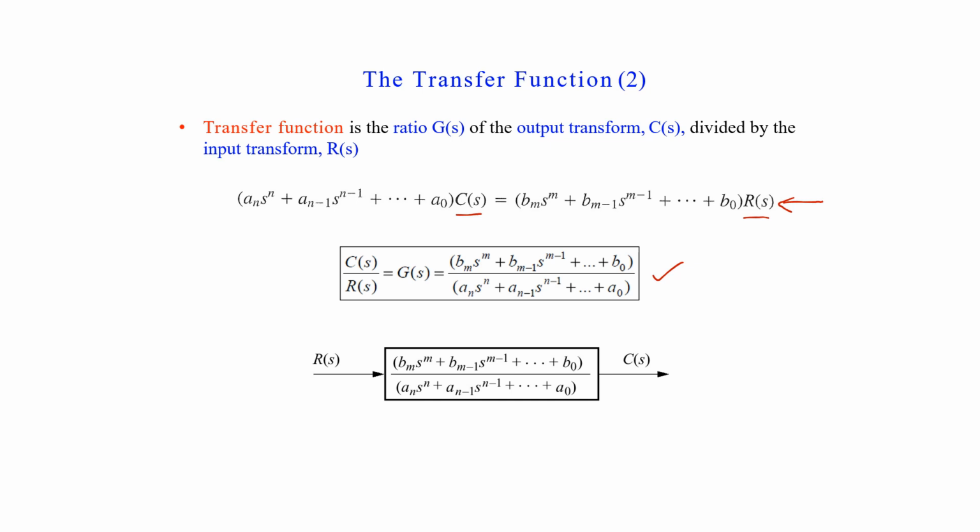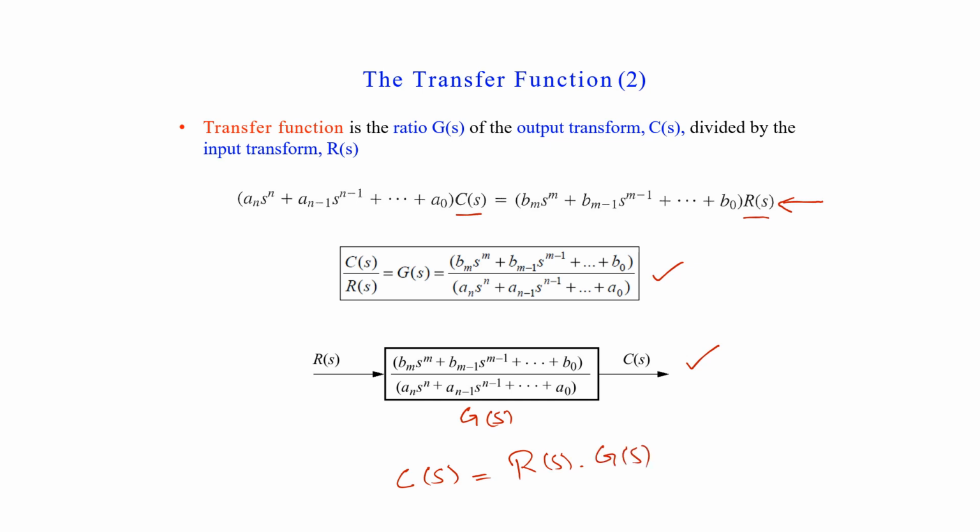We can also represent the transfer function in a block diagram form represented here, where the input is represented on the left side, the output is represented on the right side, and the transfer function itself, which is represented by G of s, is written inside the block. So from this representation, we can see that we can find the output of the system C of s by just multiplying the input R of s by G of s. So C of s will be equal to R of s multiplied by G of s.